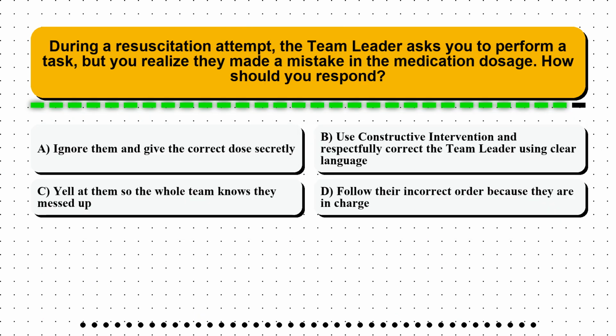Question 7. During a resuscitation attempt, the team leader asks you to perform a task, but you realize they made a mistake in the medication dosage. How should you respond? Option A, ignore them and give the correct dose secretly. Option B, use constructive intervention and respectfully correct the team leader using clear language. Option C, yell at them so the whole team knows they messed up. Option D, follow their incorrect order because they are in charge.